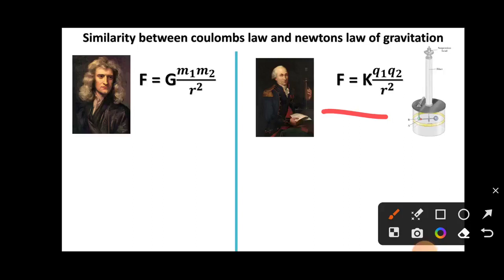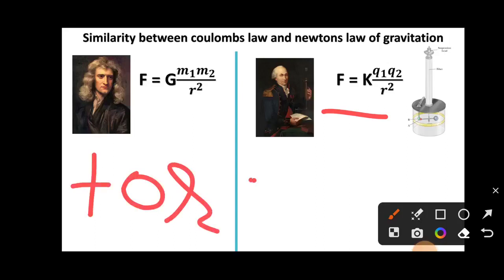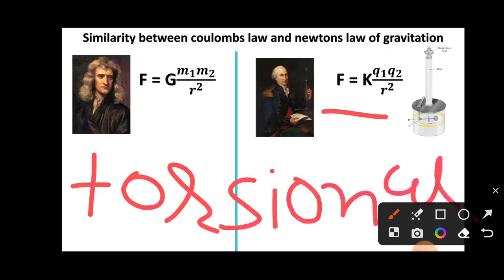Basically, Mr. Coulomb used a device named a torsional balance, which was invented by him. So he experimented and derived this Coulomb's law. Therefore, it is not a copy of Newton's gravitation law.